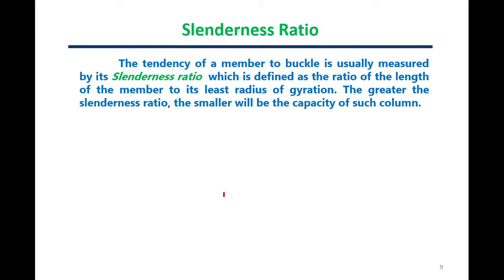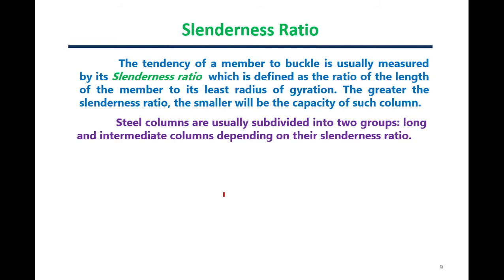The tendency of a slenderness ratio, which is defined as the ratio of the length of the member to its least radius of gyration. So the greater the slenderness ratio, the smaller will be the capacity of such a column. Steel columns are usually subdivided into two groups. We have long and intermediate columns, depending on their slenderness ratio.